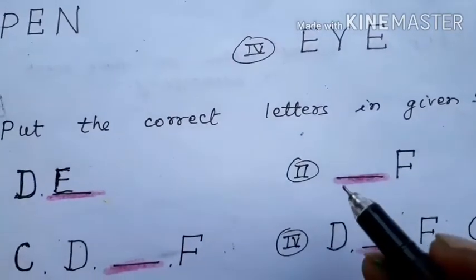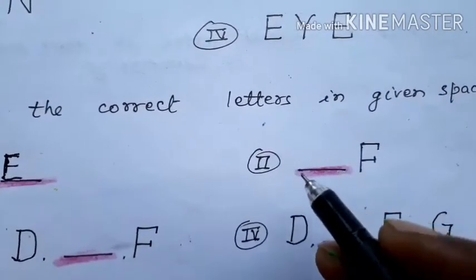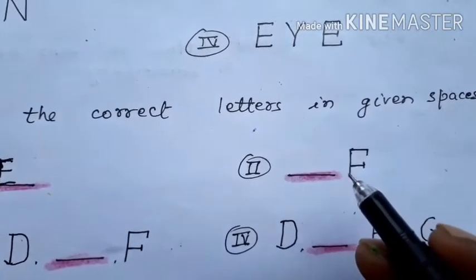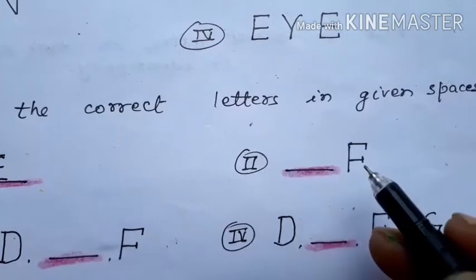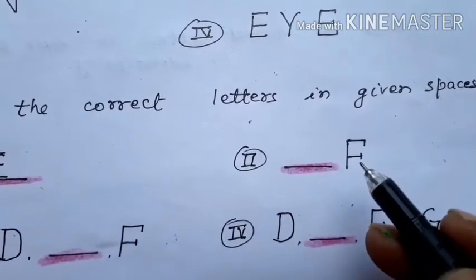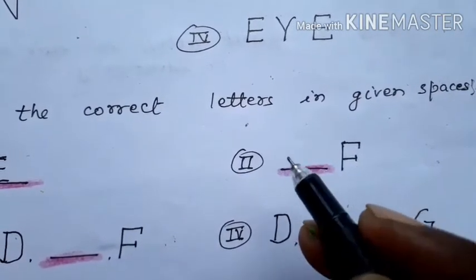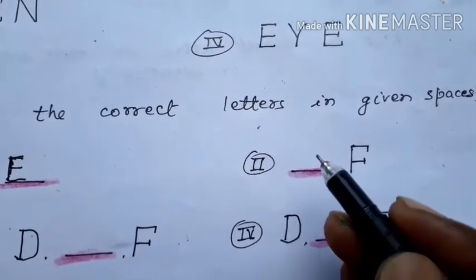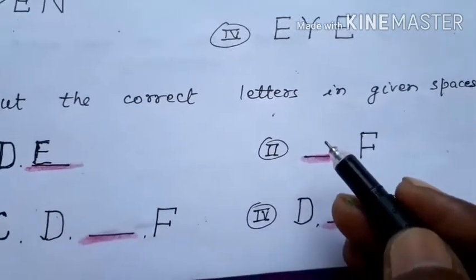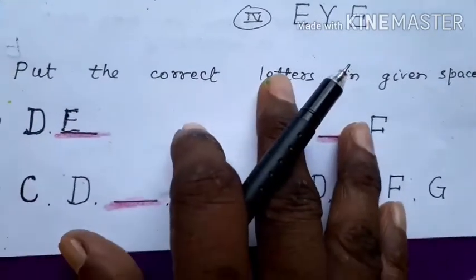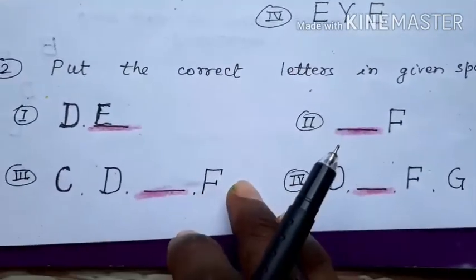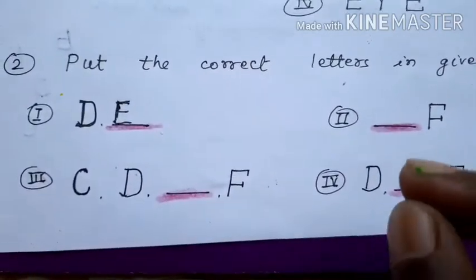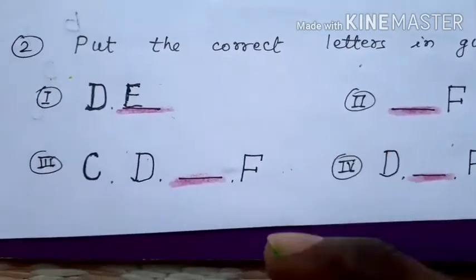Second, we see here a gap remains, and after that F letter is. So which letter comes before F? So we know that E, F. So we have to put E. Here children have to first read, and by recognizing fill the correct letter in given spaces.